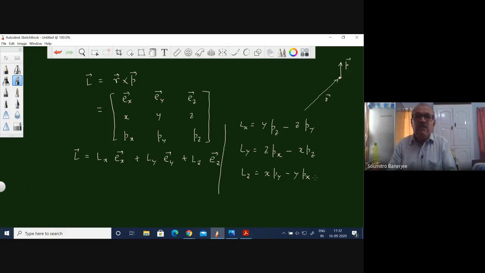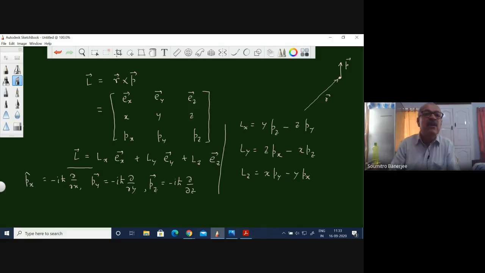So we know already that px as an operator is minus i h cross del del x. We know py is minus i h cross del del y, and pz is minus i h cross del del z. We know that. And so we can substitute these here to obtain expressions for the operators Lx, Ly, and Lz. So we'll do that quickly.